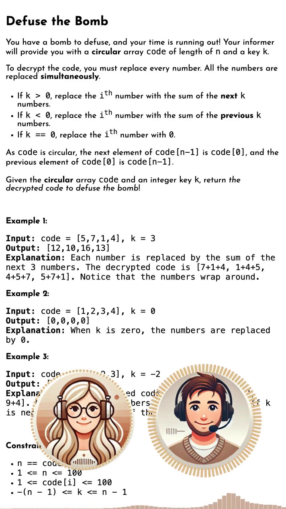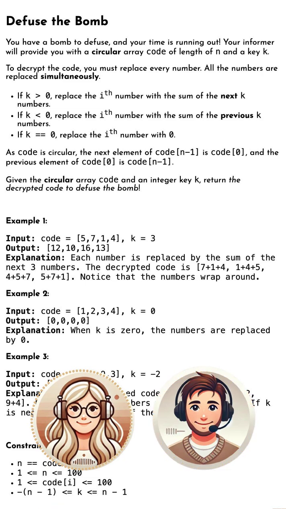Yeah, if only real bombs were that simple. Right. But let's dive into an example to really see how this works. Sounds good. Let's say our code, our circular array, is 5, 7, 1, 4, and our key is 3. Walk us through how we'd actually decrypt this, defuse the bomb.